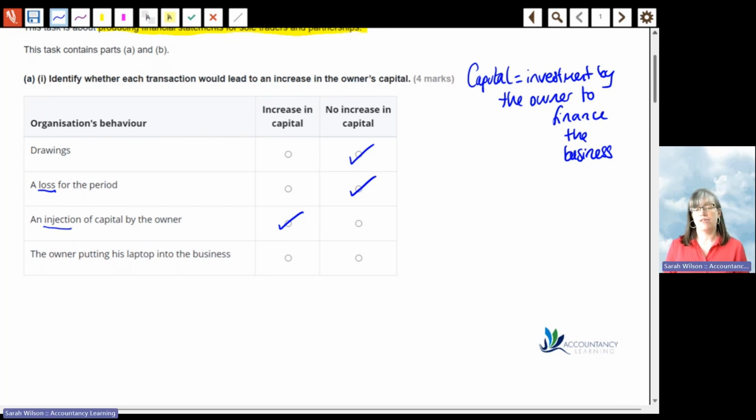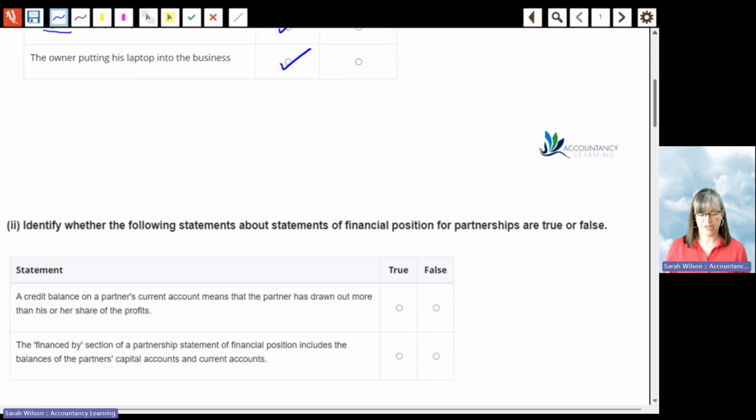And the last one there then, the owner putting his laptop into the business. So this isn't about putting cash into the business. This is actually about putting assets into the business. So that laptop would then show as part of the non-current assets on the statement of financial position, which means it would increase the capital as the owner is still investing into the business. He's putting that laptop into the business. So that's the first part of task A.